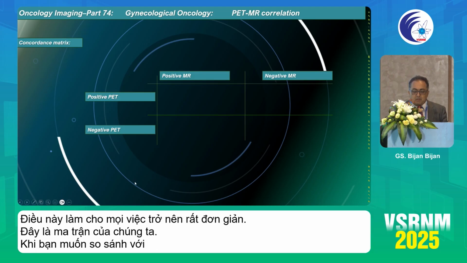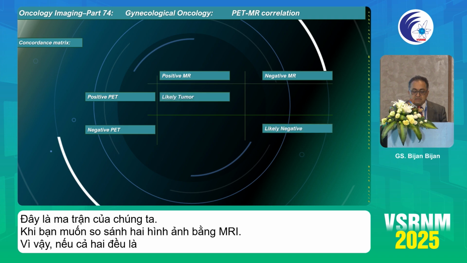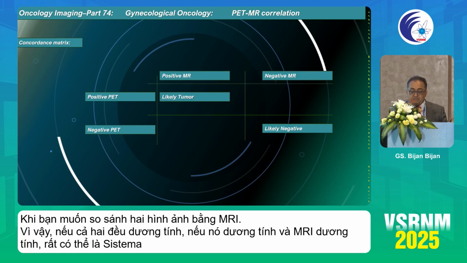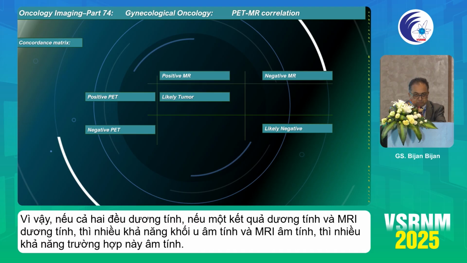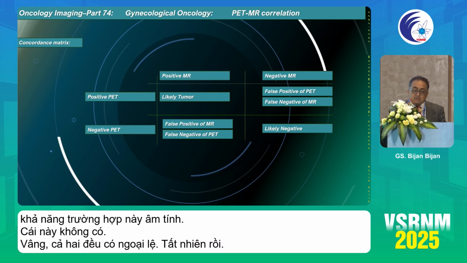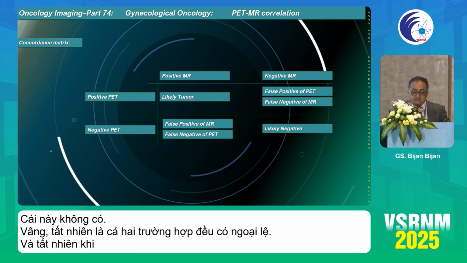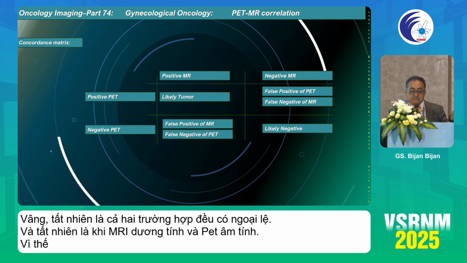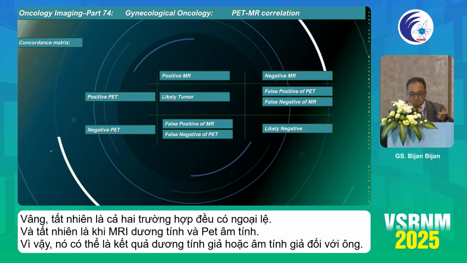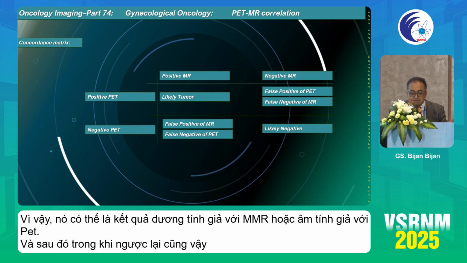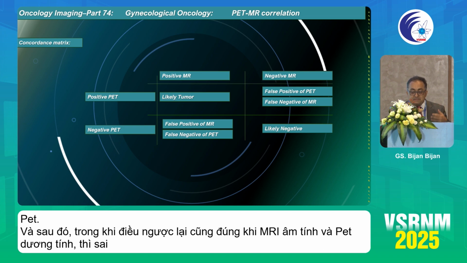If the PET is positive and MR is positive, most likely it's a tumor. If PET is negative and MR is negative, most likely the case is negative, the patient doesn't have any. Well, there are exceptions to both of them, of course. When the MR is positive and PET is negative, it can potentially be a false positive of MR or false negative of PET. And the reverse is also true. When the MR is negative and PET is positive, it's either a false positive of PET or a false negative of MR.